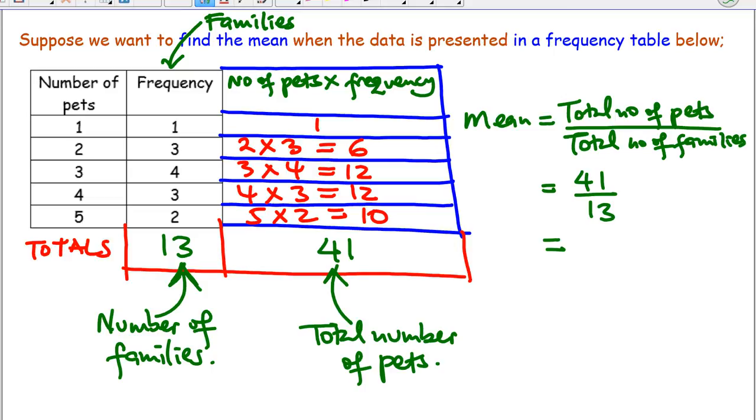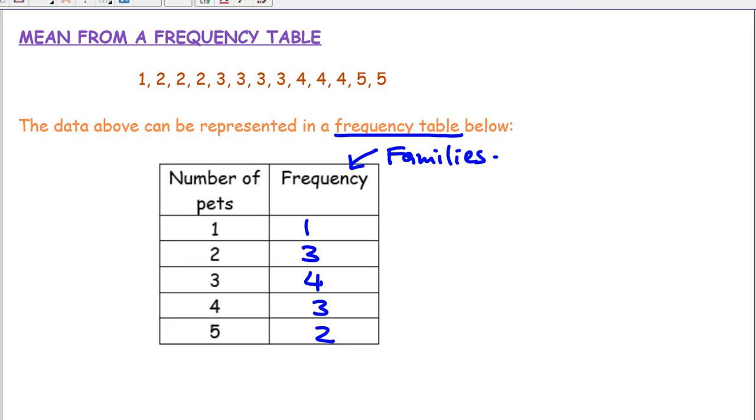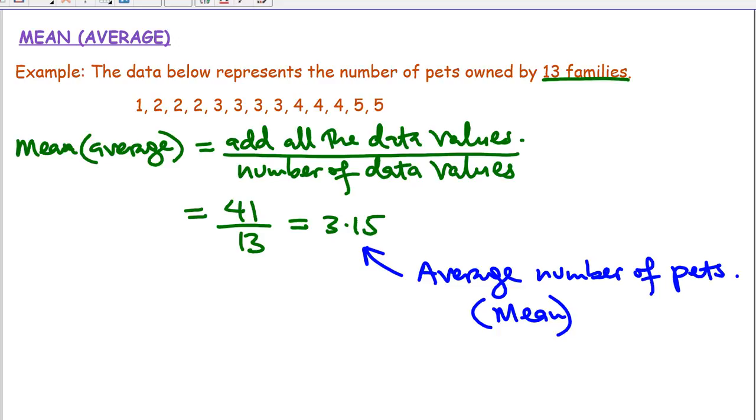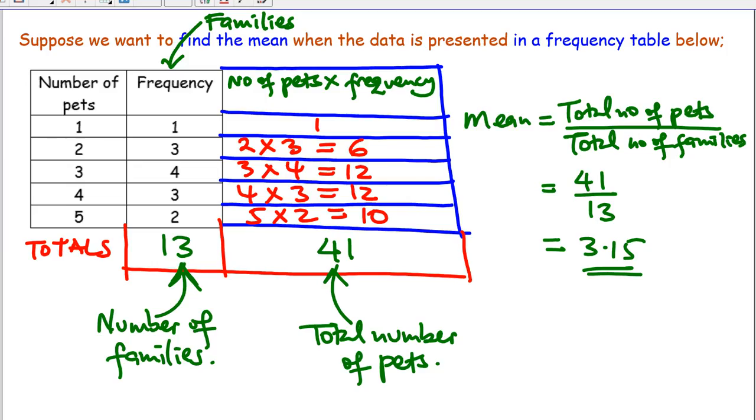If you divide that, you'll end up with 3.15. It's the same answer that we had previously, remember. So that is the average number of pets. So instead of working it out this way, alternatively, if you're given the information in a table, you can use this method to work out the mean of particular data that you're trying to analyze.